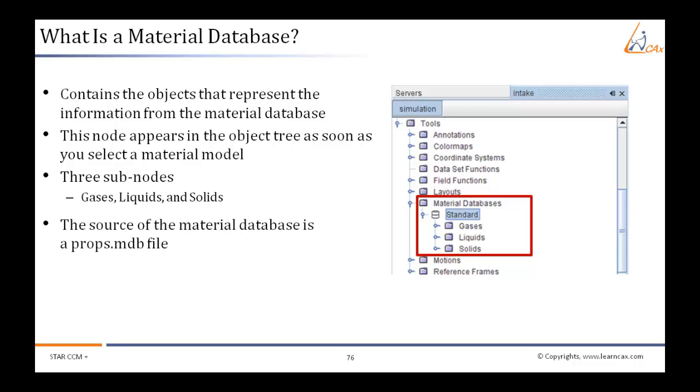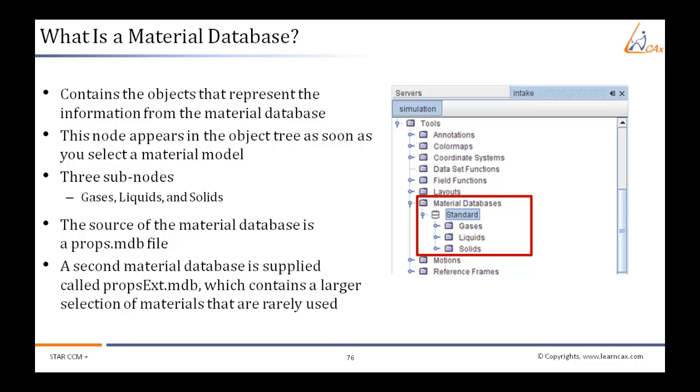You can also create database folders as well as create database material properties. The source of the material database is a props.mdb file. This is located in your main *CCM Plus installation directory. A second material database is supplied called props.ext.mdb, which contains a larger selection of materials that are rarely used.